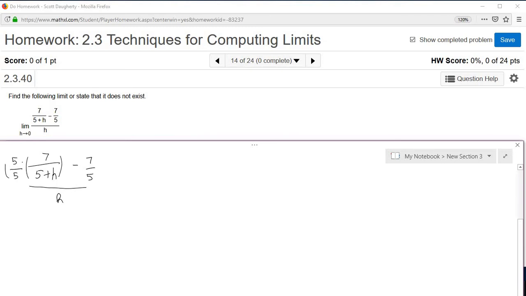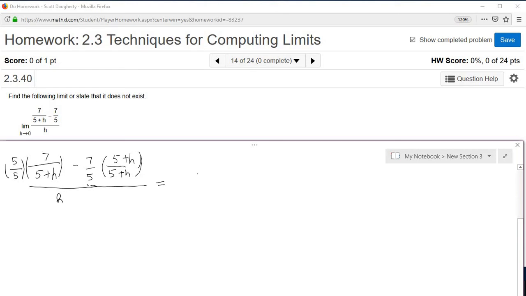I can do that because it's equal to 1. I'm not changing the value of it, I'm just changing the form. And then I'm going to multiply this one by 5 plus h over 5 plus h. The reason I'm doing that is because this one is missing the 5 plus h. And again, this is equal to 1, so I'm not changing the value of this fraction, 7/5.